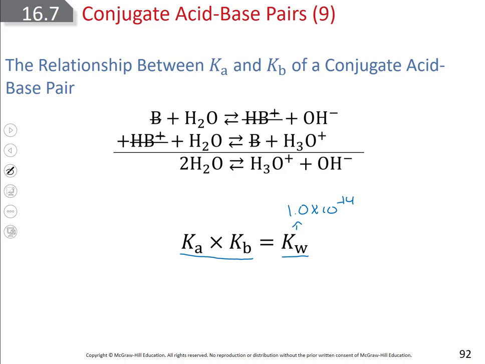So in the case of our acetic acid, we knew that Ka was 1.8 times 10 to the negative fifth. So let's find the Kb of acetate. What is the Kb for our acetate ion?